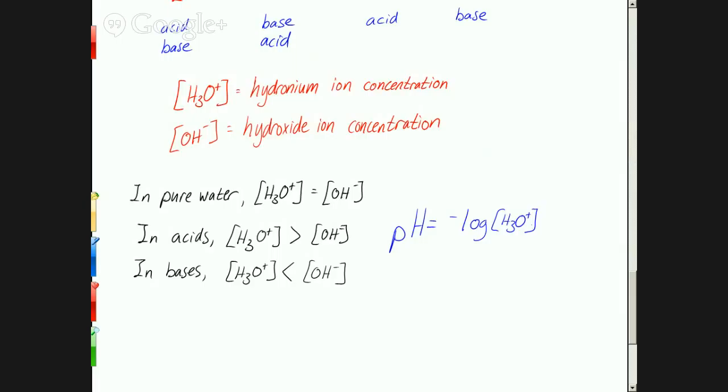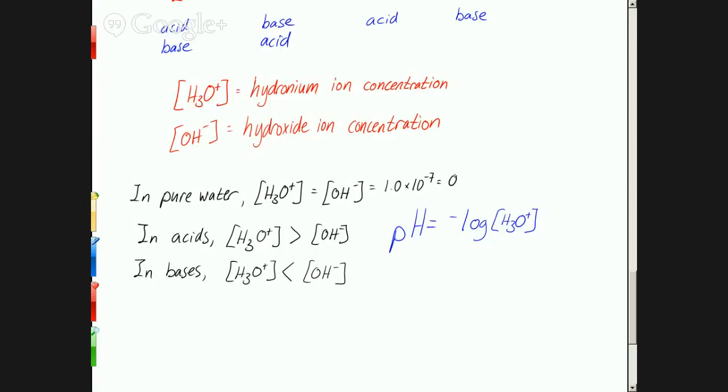Now log, if you haven't had a lot of experience with that, it's a button on your calculator. Calculate logs using that. But what it really means is the exponent. So these concentrations are small. In neutral water, these concentrations are on the order of 10 to the minus 7. That's a really small number, right? That means, is that 1.0? Yeah, 1.0 times 10 to the minus 7. So just 10 to the minus 7.